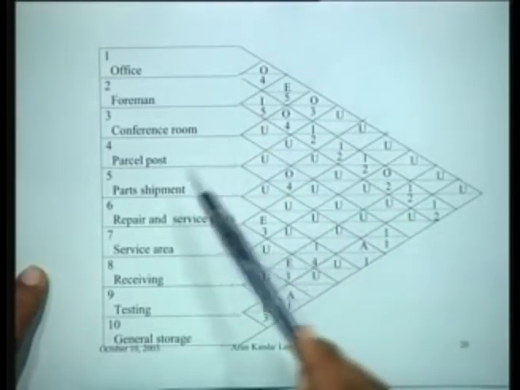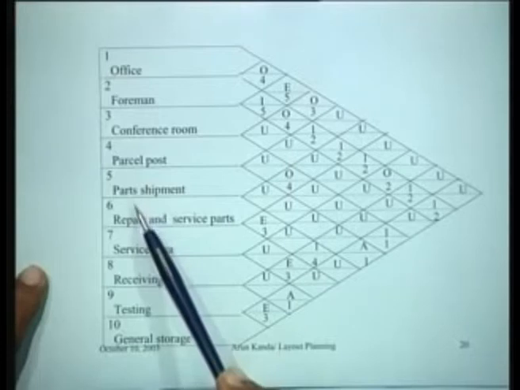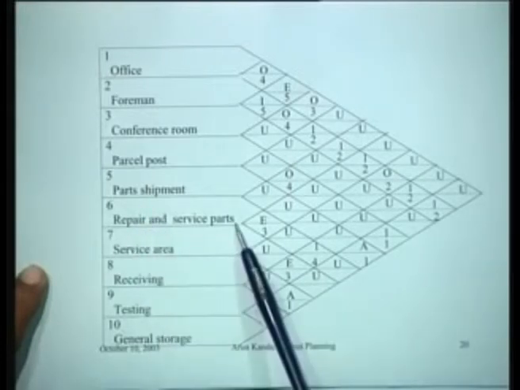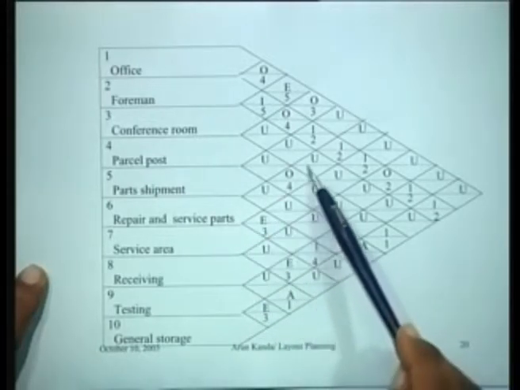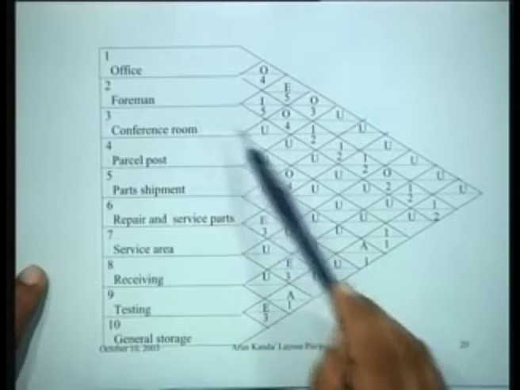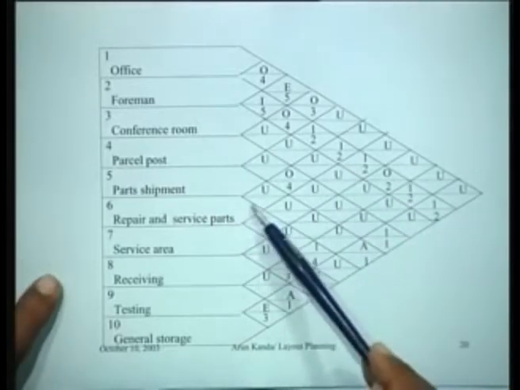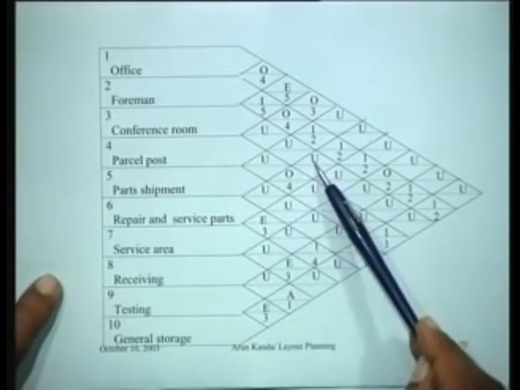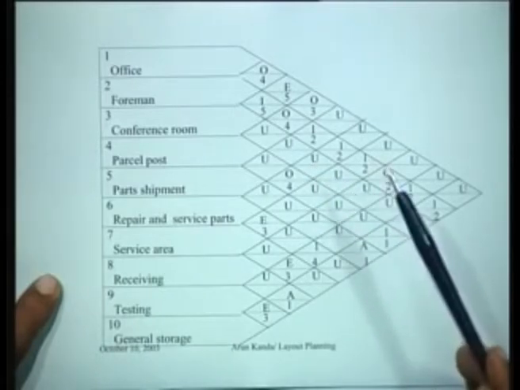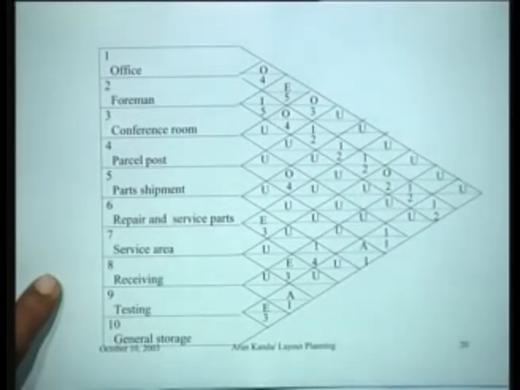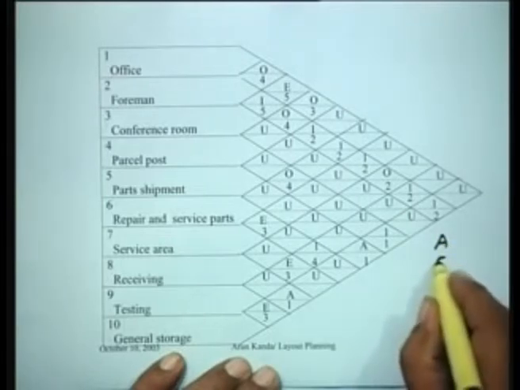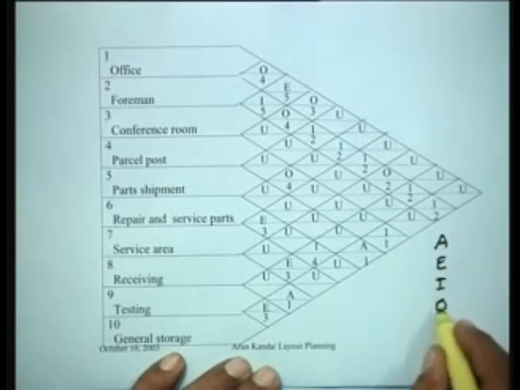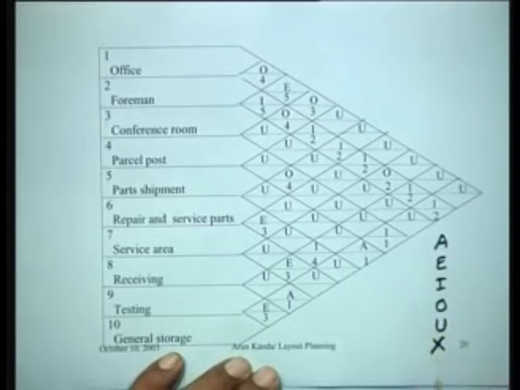So what you can say is, for instance, for each pair, as far as repair and service parts is concerned, its proximity to, for instance, the conference room is unimportant, so we give a U rating here. So this is the significance of the U. You have various ratings. Normally what we give typically are the ratings A, E, I, O, U and X.